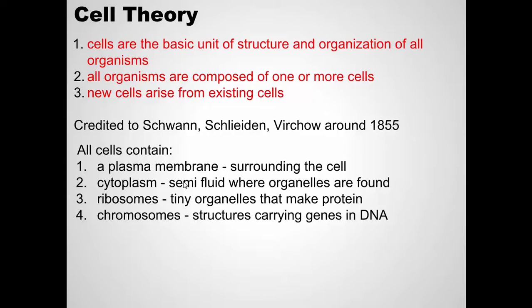organelles, tiny structures that are used to make proteins. And they all have DNA. Every cell has DNA. Simple cells usually just have one single circular chromosome. Other cells have multiple chromosomes, but they all have DNA as the genetic material.